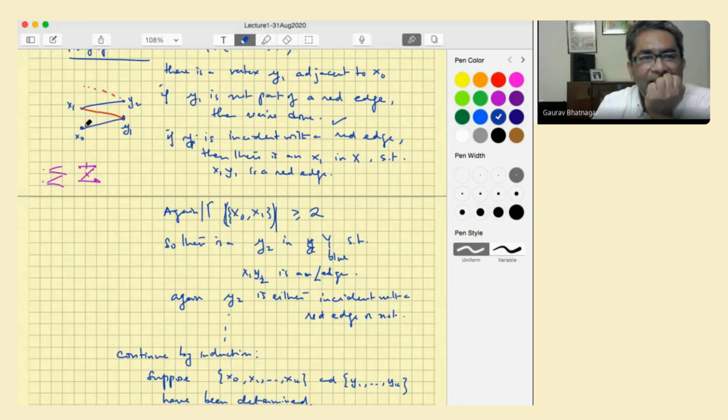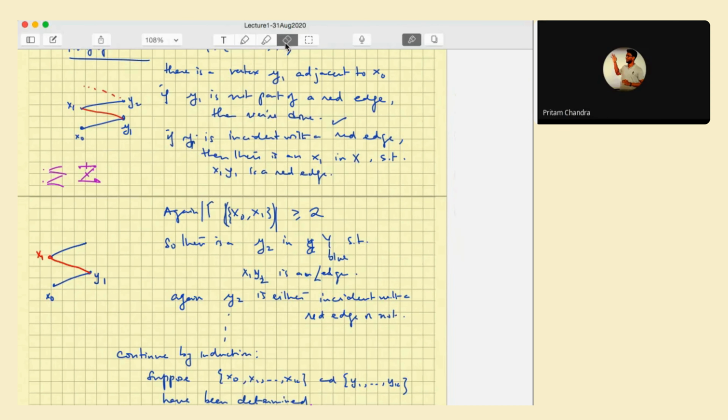Well, yeah, actually, there shouldn't be a problem too. So what you're saying is, suppose x0 is connected to y1, and then there is a red edge, x1, and then you're saying there's a blue edge. You mean here? Yeah, Professor, from x0 to y2.